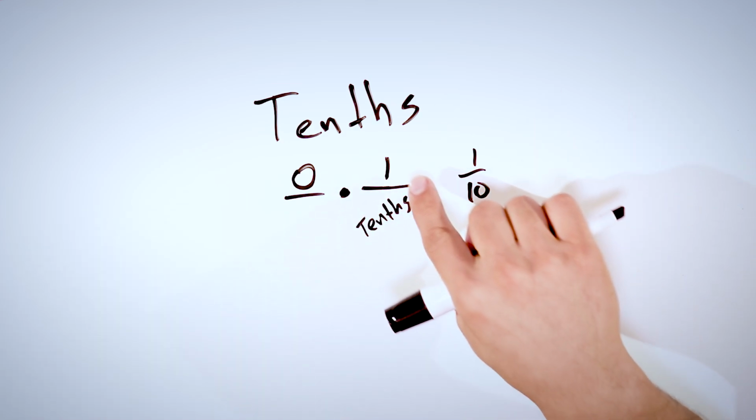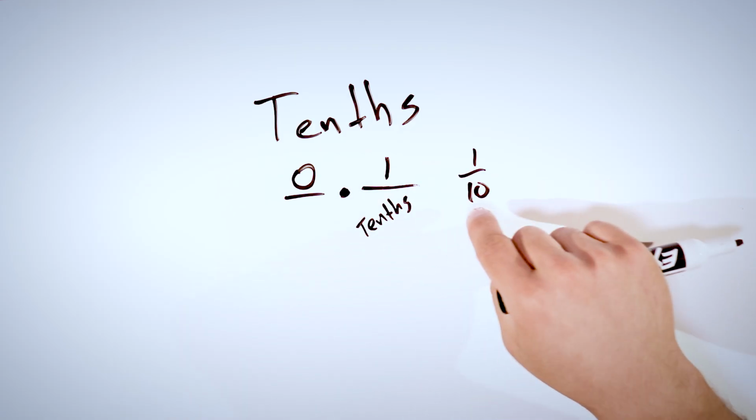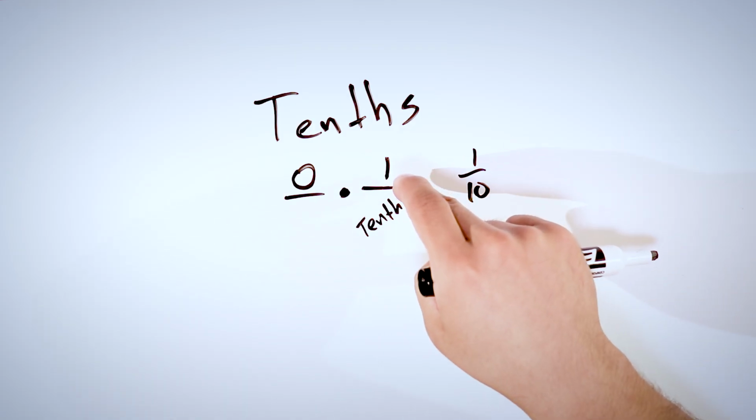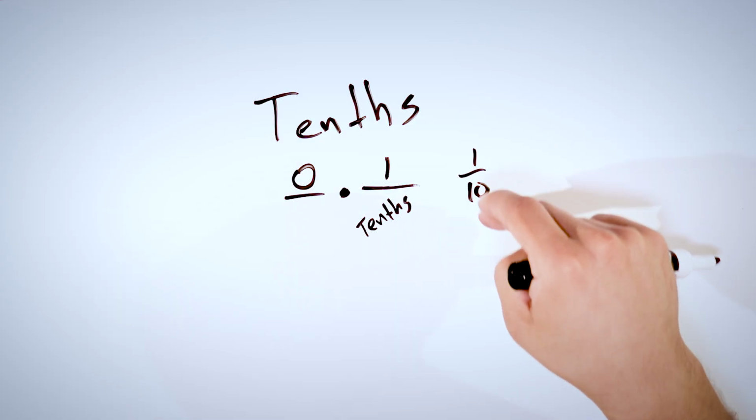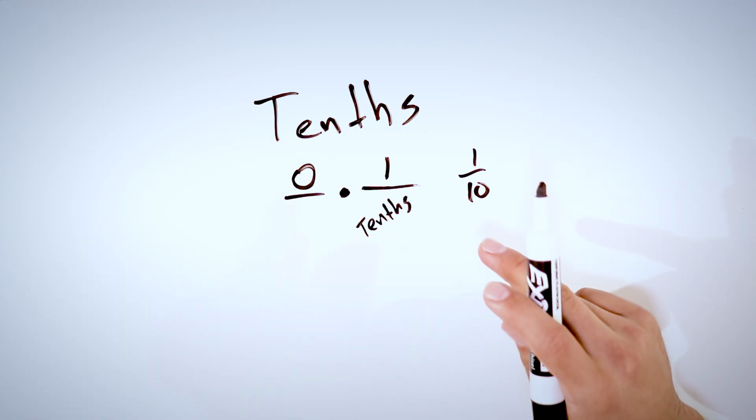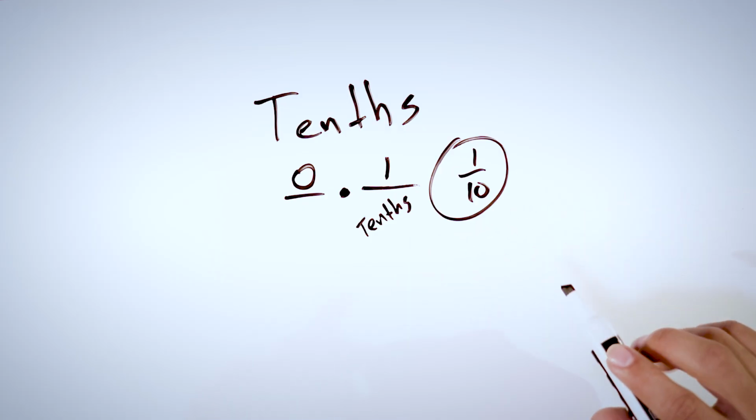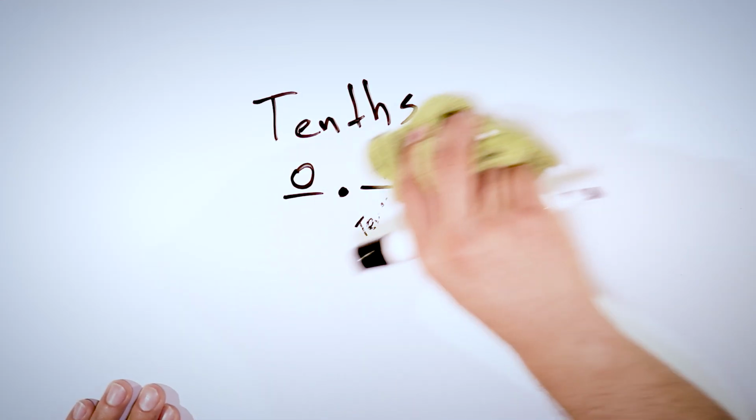And depending on your digit here, the fraction changes. So for example, if you have a 2, the fraction would be 2/10, a 3, 3/10, 4, 4/10, 5, 5/10, and so on. And we will need 10 tenths to make one whole. So the value of the tenths place is a fraction of 1/10. So let's go ahead and move on to the hundredths place.